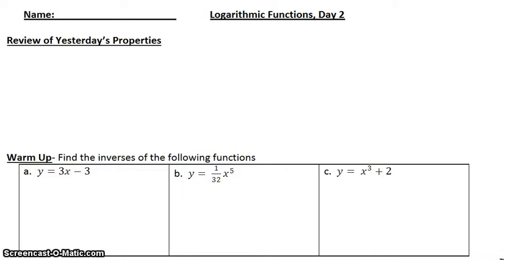Hey, welcome to 8.4 part, is it 8.4? Yes, 8.4 day 2.